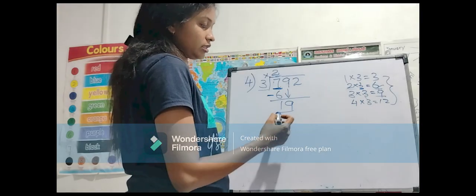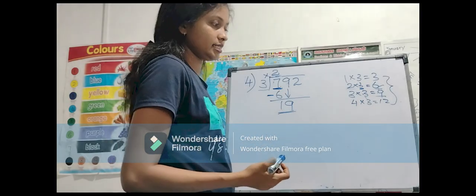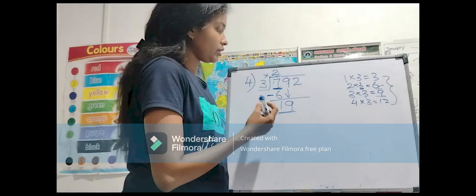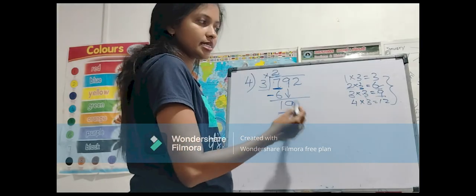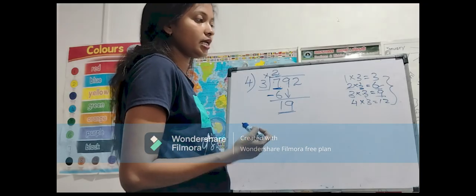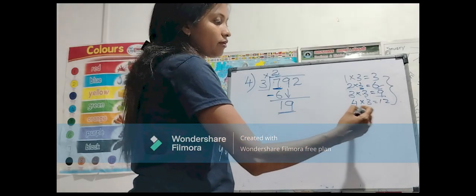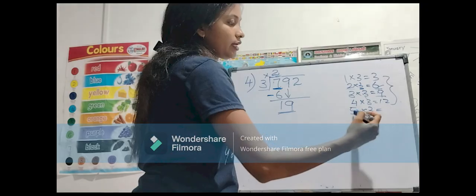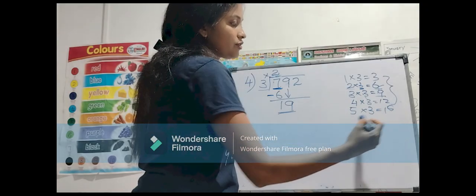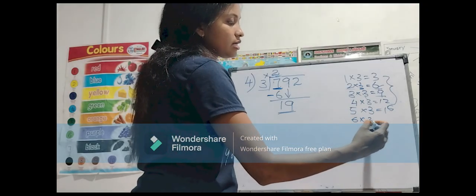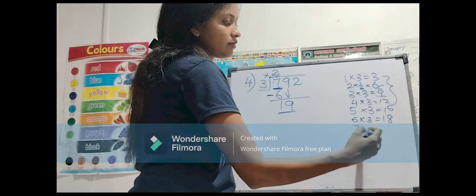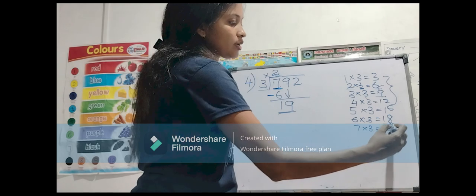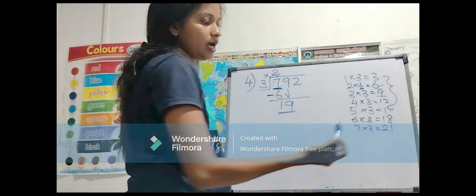You want to consider this whole 19. Okay. Then how many 3's are in 19? How many 3's are in 19? You want to check: 5 times 3 is equal to 15. 6 times 3 is equal to 18, right? Then 7 times 3 is equal to 21, right?